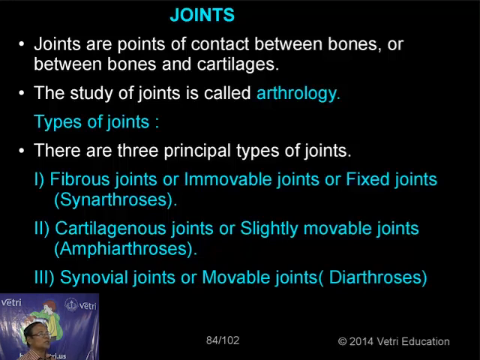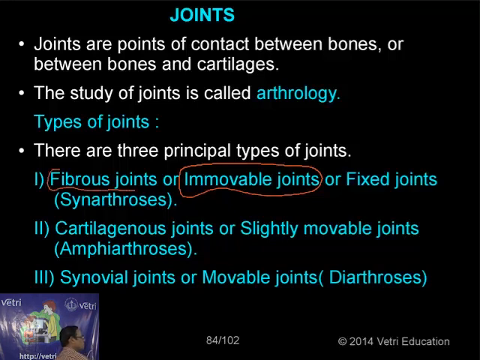Those joints which are not movable are called immobile joints. Normally they are called fixed joints, as they are all fixed by fibrous cartilage. They are called fibrous joints, otherwise called synarthrosis technically. They are immovable joints, they never move. They join the bones, not allowing the bones to move. Such a type of joint is known as synarthrosis.